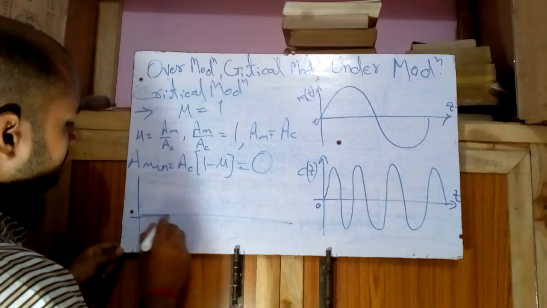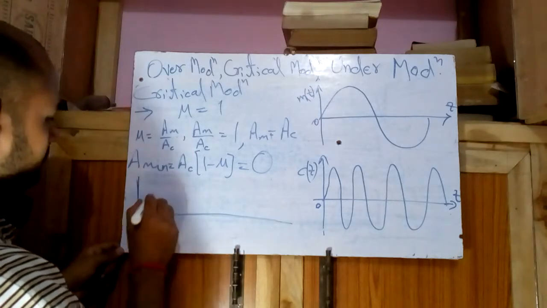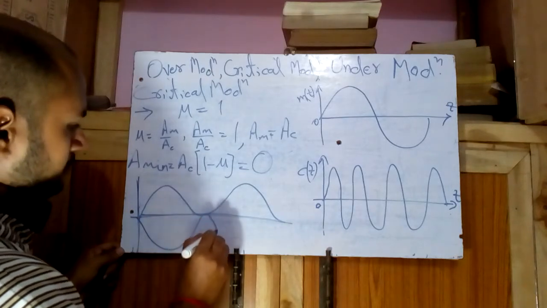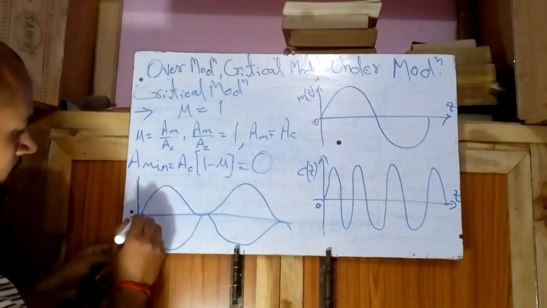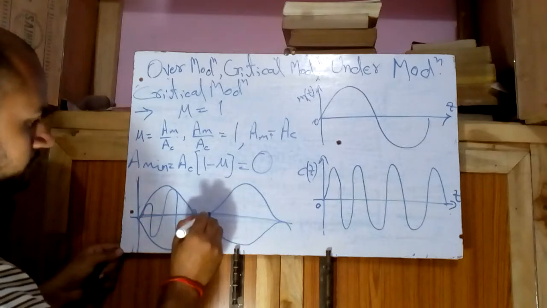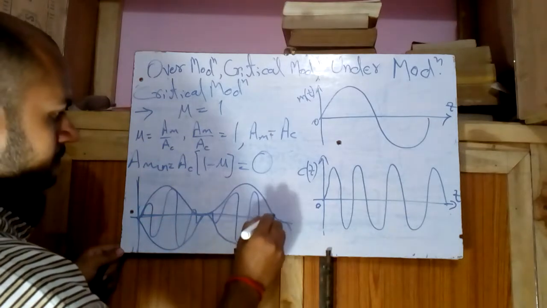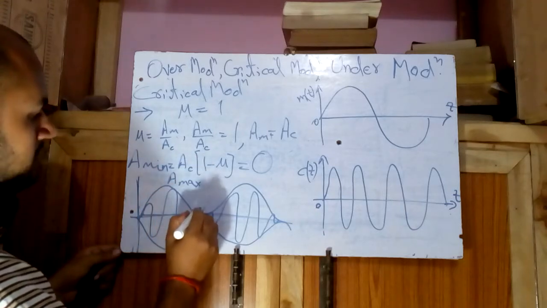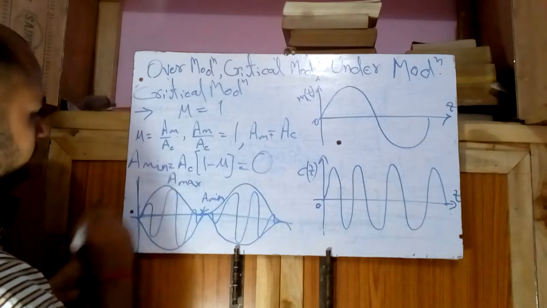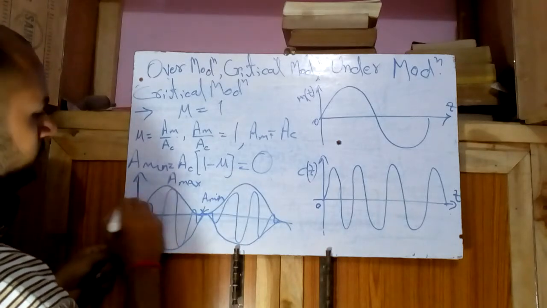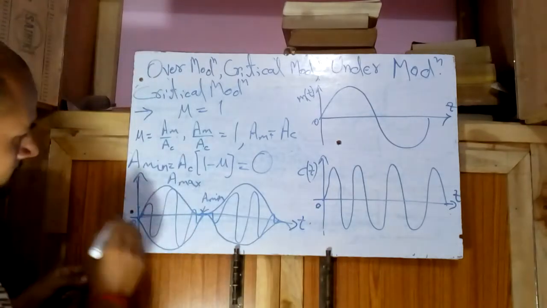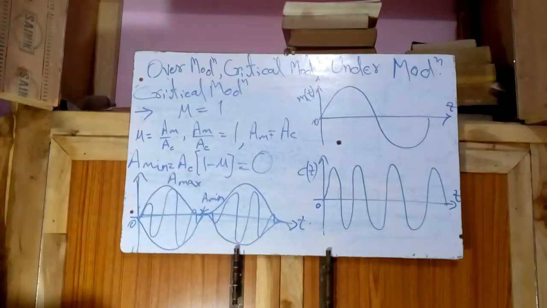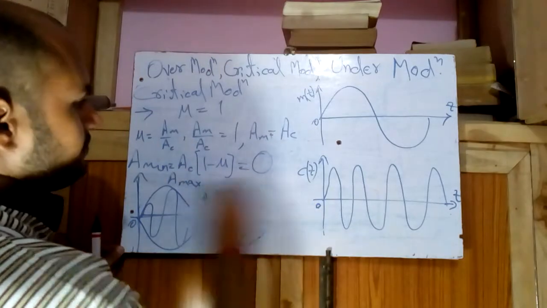So the signal will be like this. The carrier is this. So A minimum is this, A maximum and it is A minimum. This is 0, this is T. So you can see A minimum is 0. Here this is critical modulation. Now over modulation.